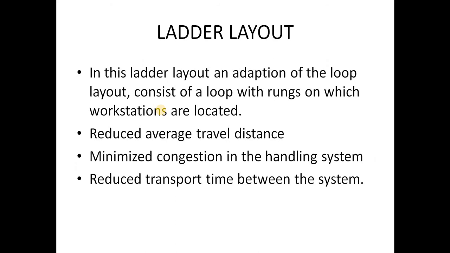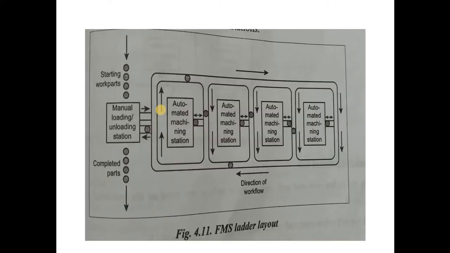And then the third one is the ladder layout. It looks like a ladder, and it is nothing but an adaptation of the loop layout. It can reduce the average travel distance, minimize congestion of material handling, and reduce the transport time between the systems. See, this is the ladder, with paths 1, 2, 3 and 4. As usual, the material loading part could be at one end of the station. It will be loaded and unloaded by the station. The loaded part will be circulated to the stations.